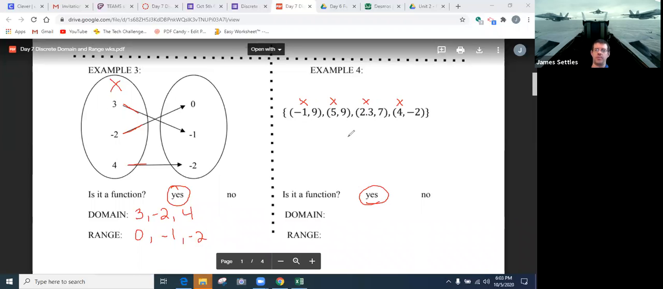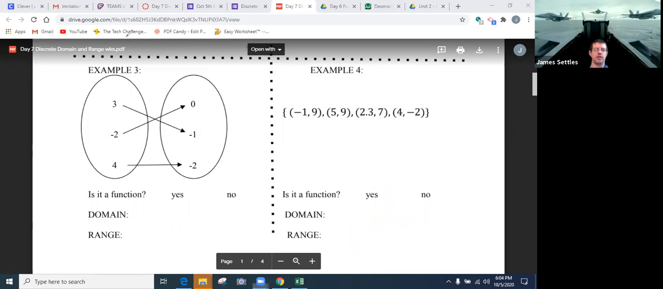And then the domain would be all these x's we just looked at. So -1, 5. Oh, that's a terrible 5. 2, 3, and 4. And then the range is going to be 9. There's another 9. We only need to write it once. 7 and -2. Okay.